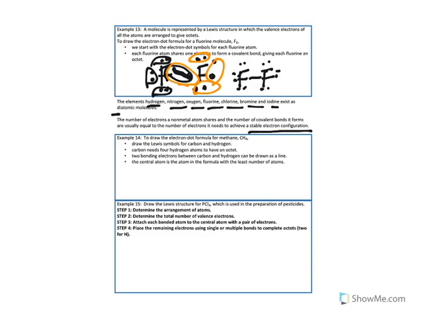We are going to draw the Lewis symbols for carbon and hydrogen first, and then we are going to see if we can get everybody happy. So carbon on the periodic table is in group 4A or 14. It has 4 valence electrons. As we just said, each hydrogen has 1 valence electron.